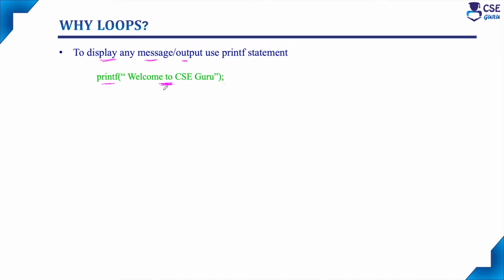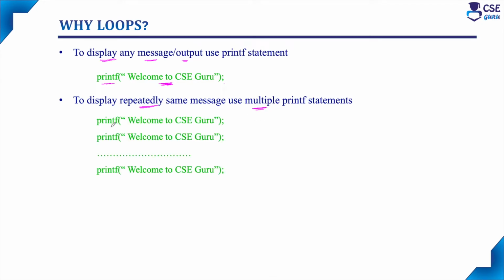or 100 times. So, to display any message repeatedly on the output screen, we have to use multiple printf statements. That is, if I want to display the message one time, I have to use one printf statement. 2 times, I have to use 2 printf statements. If I want to display this message n times, I have to use n number of printf statements. Not different statements. The same statement we have to repeat as many times as we want to display the message.